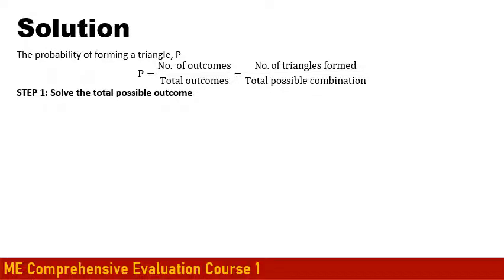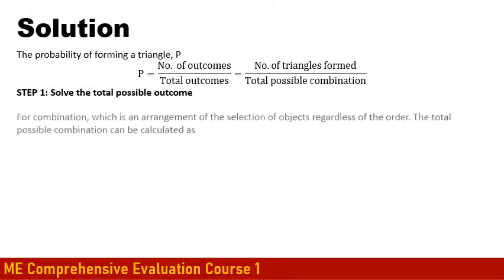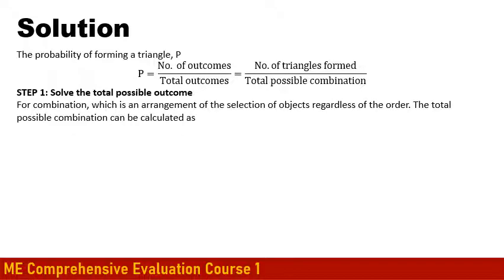Our first step in solving this problem is to solve the total possible outcomes. For combination, which is an arrangement or selection of objects regardless of the order, the total possible combinations can be calculated as N combination R. In this problem, there are 5 sticks, and out of those 5 sticks, we are going to create 3 combinations. That's why we have 5 combination 3. So the total possible combination is 10. Take note also that we disregard order here, so they can be combined in whatever order.